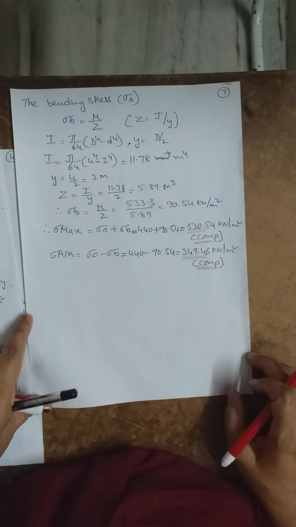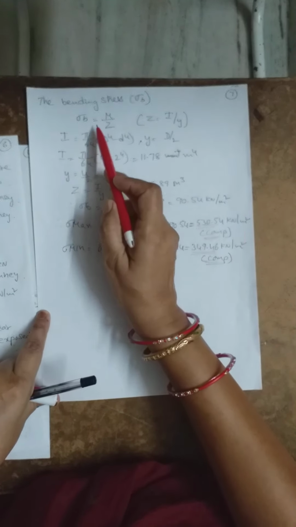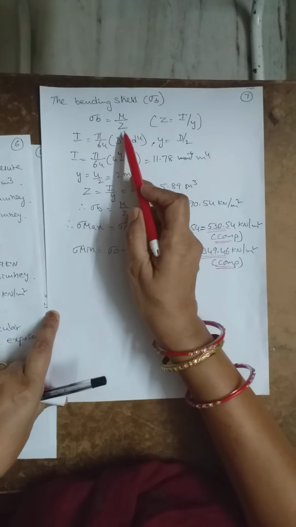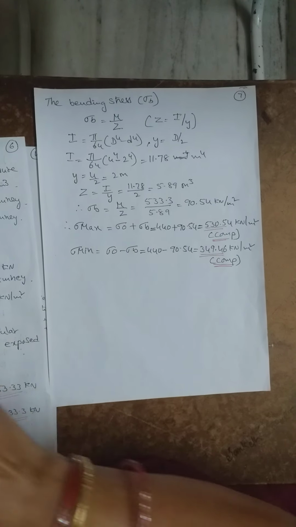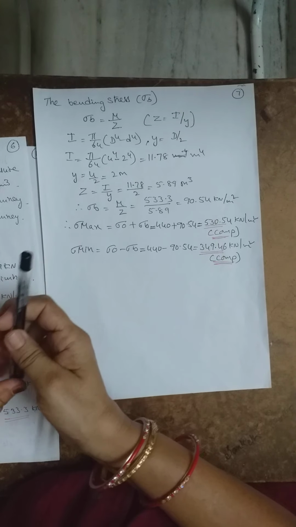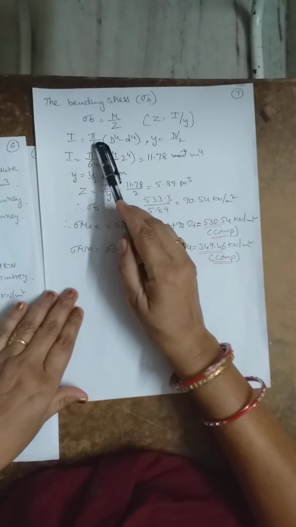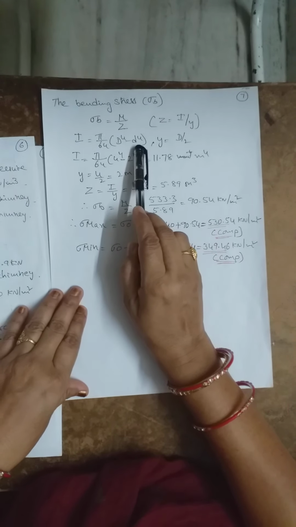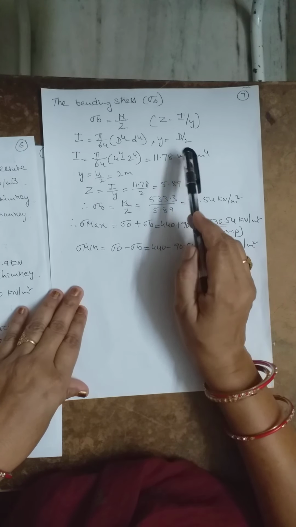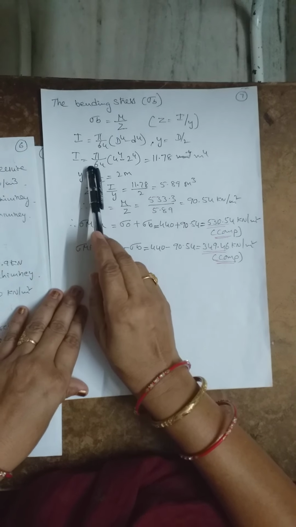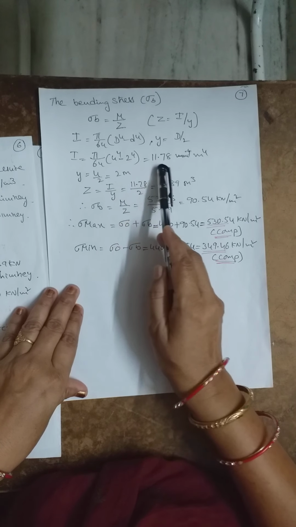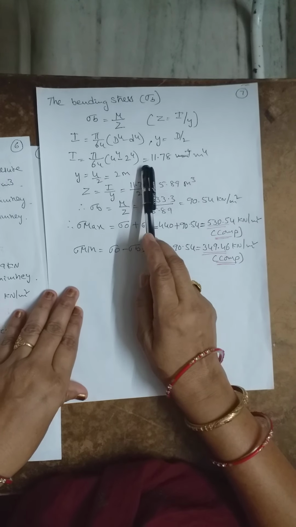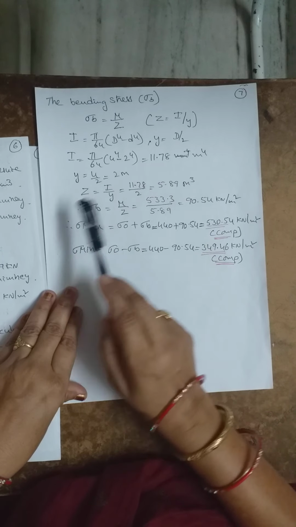So for this, the bending stress is sigma b. The bending stress, we know the formula, is M by Z, where Z is I by y. Here I is equal to, as it is a hollow circular section, pi by 64 into capital D to the power of 4 minus small d to the power of 4, and y is D by 2. So I is equal to pi by 64 into 4 to the power of 4 minus 2 to the power of 4. This comes to, if we simplify this, 11.78 meters to the power 4.